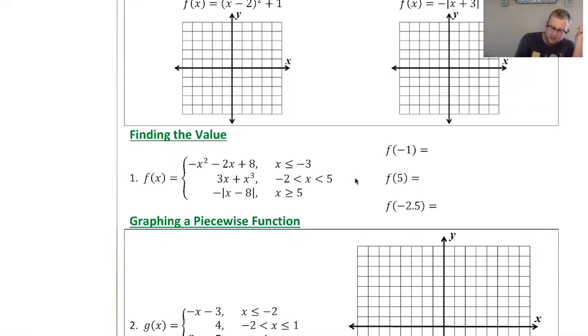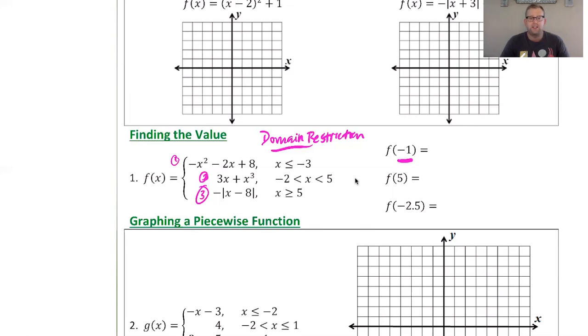So f of -1. Our x value here is -1. I always ask which of these 3 functions, 1, 2, or 3, does -1 satisfy the domain restriction? And that's what these are. These are the domain restrictions. If you're new to this, I just plug it into each one. So is -1 less than or equal to -3? No, it is not. So number 1 is out of the question. Does -1 fall between -2 and 5? And we find that it does.